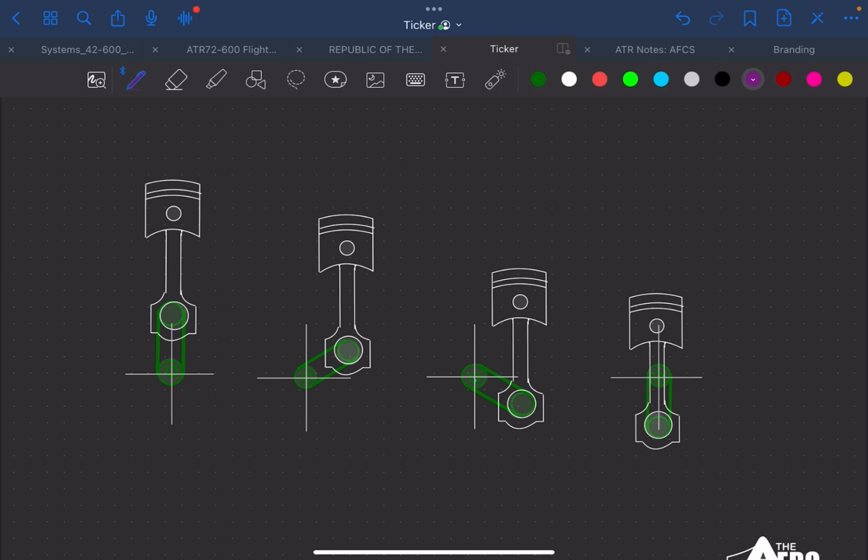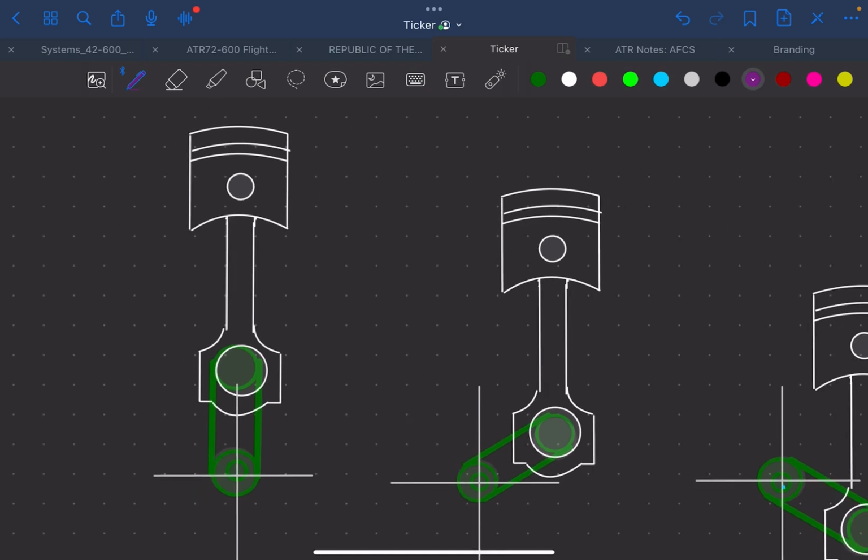Okay? So, in order for us to simplify this problem, again, we need to look into how the piston moves and how the crankshaft moves. The piston moves up and down due to the rotation of the crankshaft. The crankshaft, in this example, rotates clockwise. And this clockwise motion dictates the up and down motion of the piston.